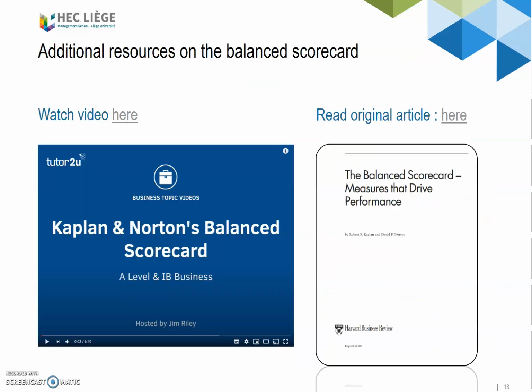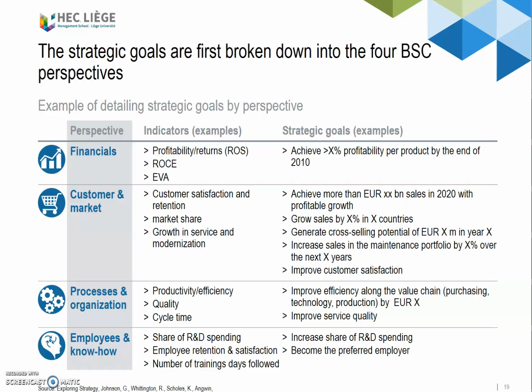So I've said you have probably seen it. Based on my experience from previous years, I know that most of you have seen it. If you want more information, you have a nice video here, and you also have the original article that was published in Harvard Business Review in 1992. So please click on the links if you want more. The following slides will also give you more information about the type of indicators, some examples of indicators, and a link with the strategic goals that are associated with them.